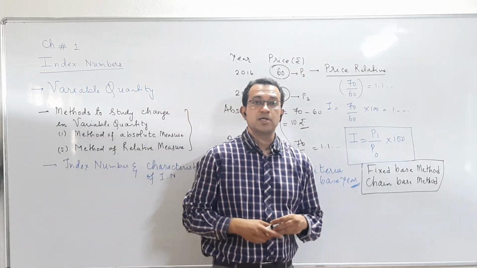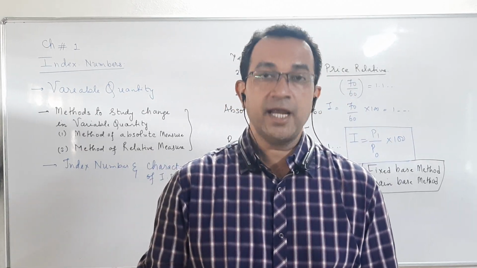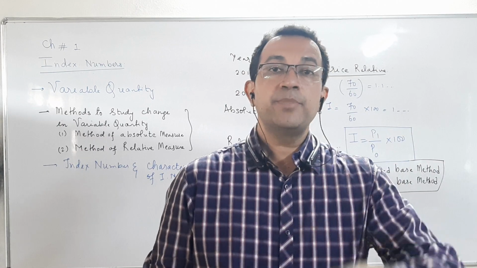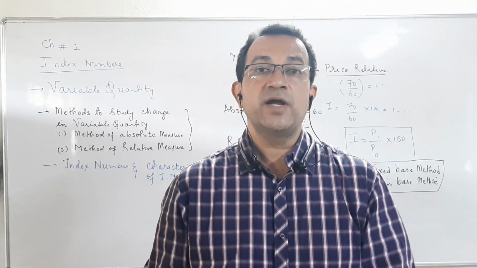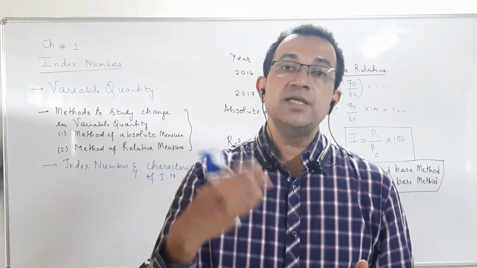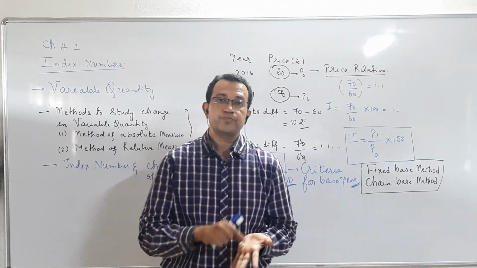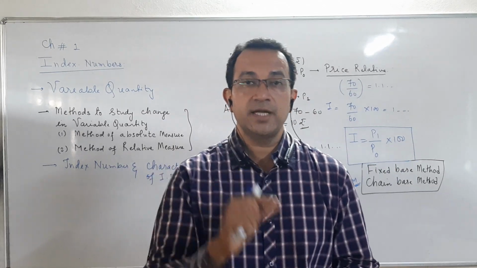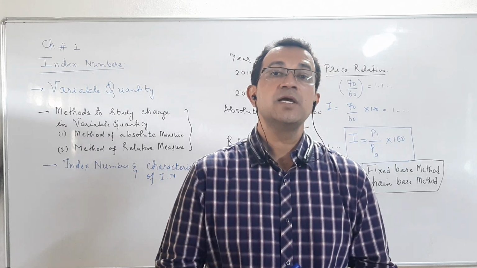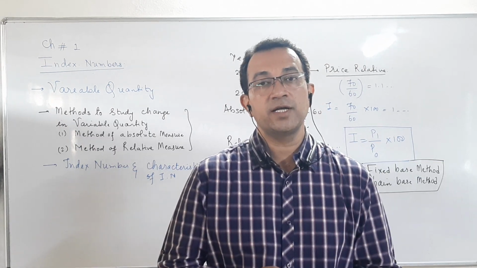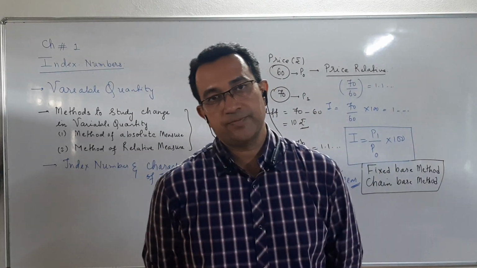Then what is index number? The percentage relative change in the value of variable quantity associated with an item for a given period compared to its value in the fixed period. Given year or given period is P1, its value in the fixed period is P0, is called an index number. The percentage relative change in the value of variable quantity associated with an item for a given period compared to its value in the fixed period is called an index number. So the simple formula for index number is price relative P1 upon P0 multiplied by 100.